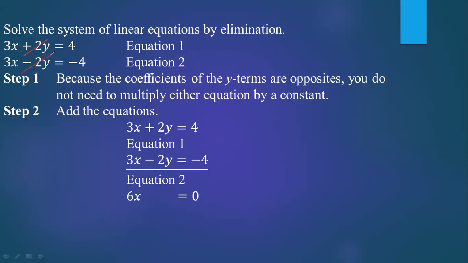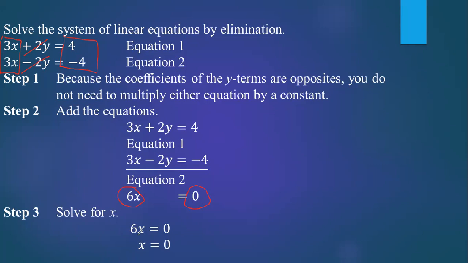So what will remain is your 3x. And you also have 4 and -4. What remains now is 3x plus 3x, and that will be equal to 6x. 4 minus 4 equals 0. All right, so we have eliminated y, so we have to solve for the value of x. Therefore, 6x equals 0, or simplified, x equals 0.